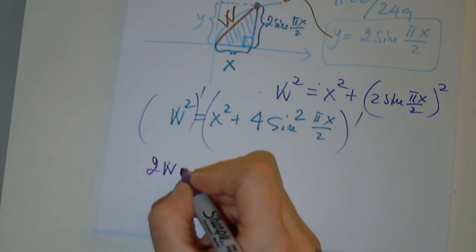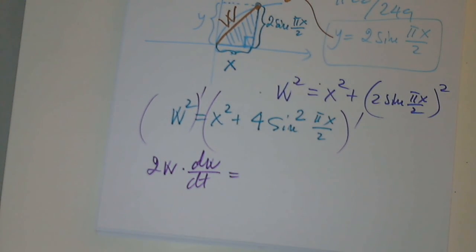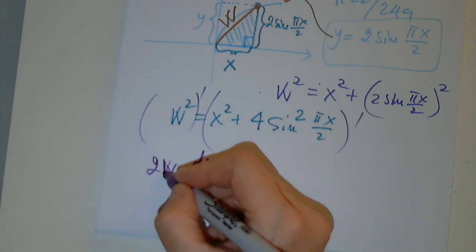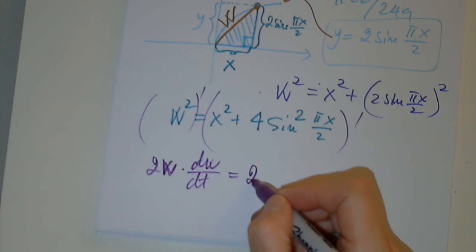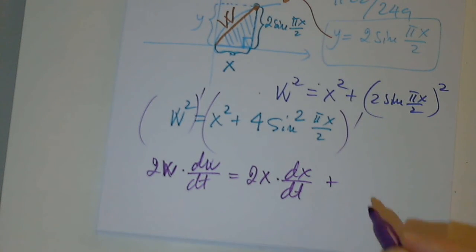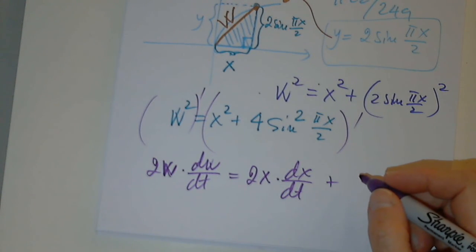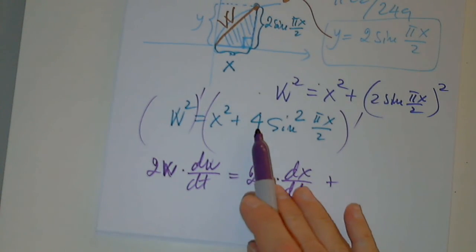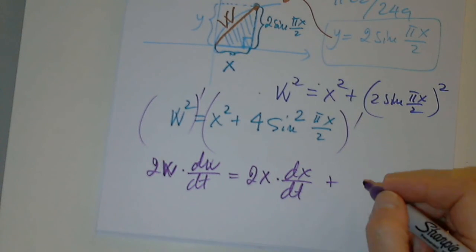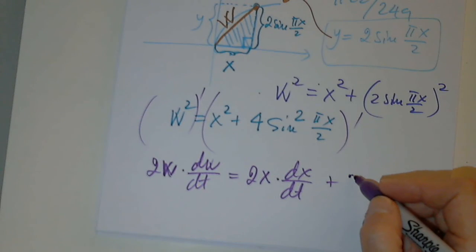2w dw over dt. Excellent. Great job. The right-hand side. 2x dx over dt. Very good. Plus, 2 sine, yes, but we have to multiply by 4. So I can start the problem still. Alright, so it would be 8 sine pi x over 2 times cosine pi x over 2.